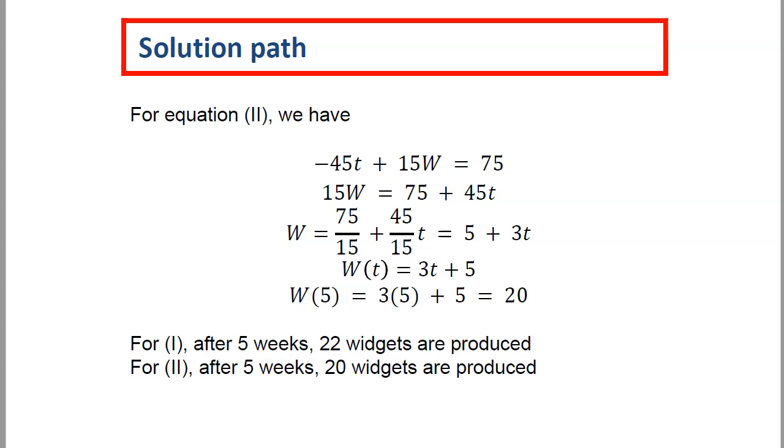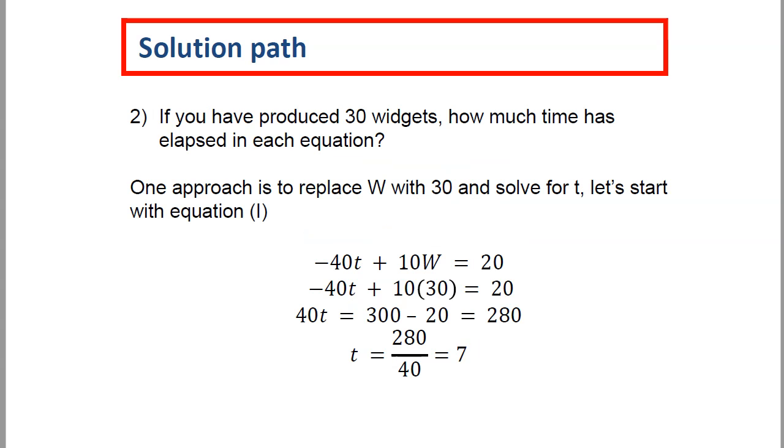For our second equation, we have negative 45T plus 15W equals 75. Again, we solve for W and we get W of T equals 3T plus 5 in this case. When we evaluate at 5, we get 20. So for part 1, we can conclude that in the first equation, after 5 weeks, 22 widgets are produced, and in the second equation, after 5 weeks, 20 widgets are produced.